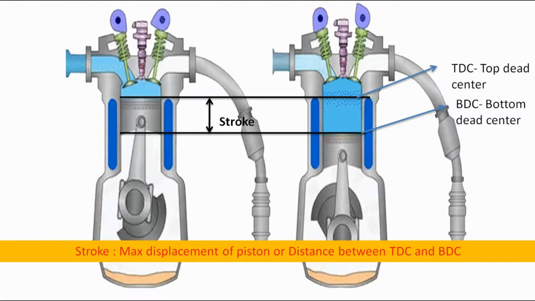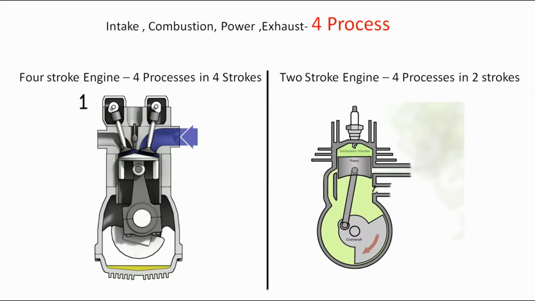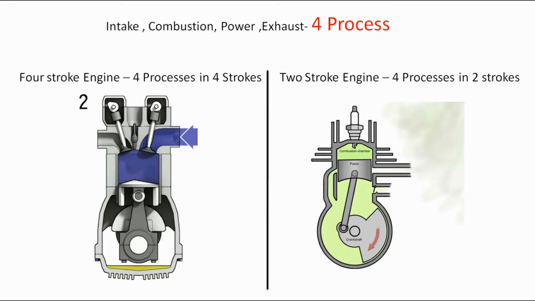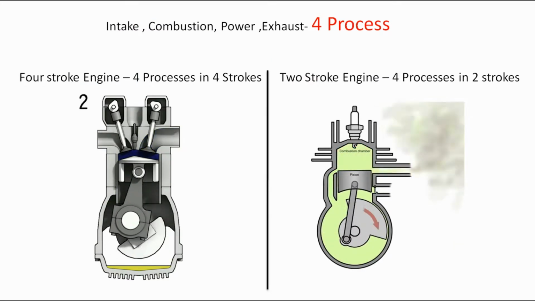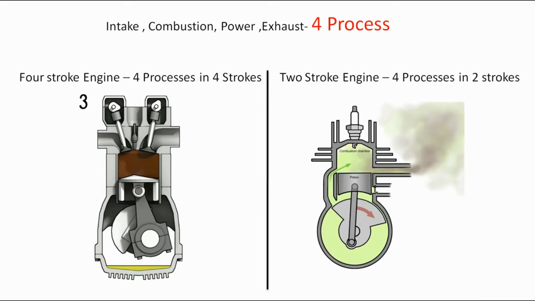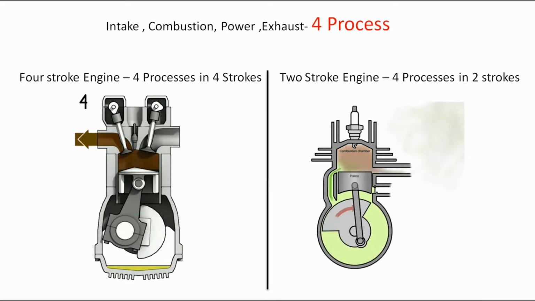Before going further, let us define one of the most important parameters called stroke, which is the maximum displacement of the piston or distance between top dead center and bottom dead center. In a 4-stroke engine, all the 4 processes will finish in 4 strokes, whereas in a 2-stroke engine, all the processes will finish in just 2 strokes.